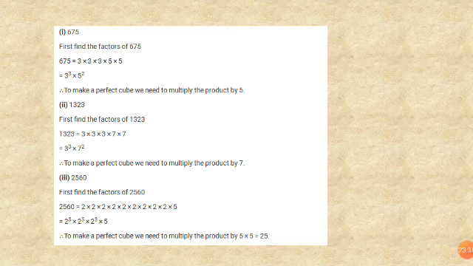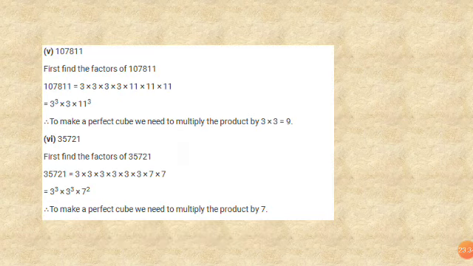Next one, 1323. Same method. Take the prime factorization method. Multiply by 7, so 7 square. First find the prime factors of 2560 using the division method. The next one is to multiply by the required number. Same method, do the sums.